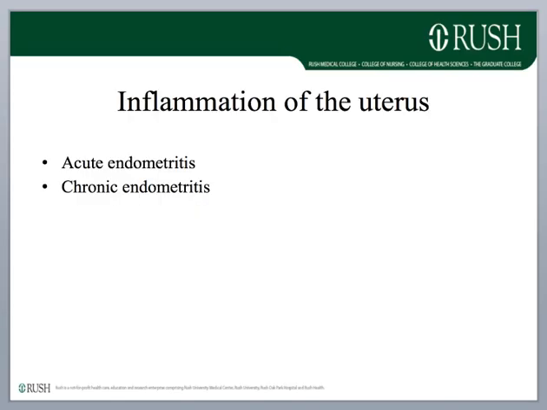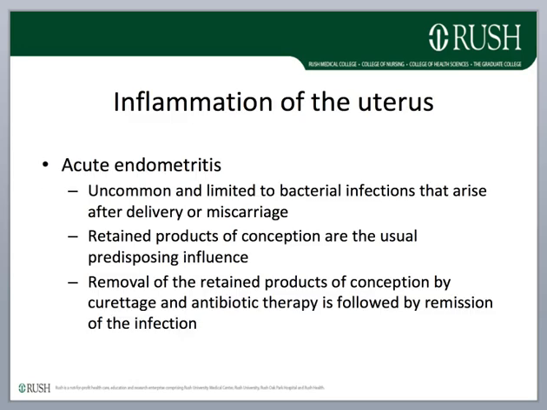Inflammation of the uterus is a relatively uncommon cause of abnormal uterine bleeding. Acute endometritis is uncommon and limited to bacterial infections that arise after delivery or miscarriage. Retained products of conception are the usual predisposing influence. Removal of the retained products of conception by curettage and antibiotic therapy is followed by remission of the infection.